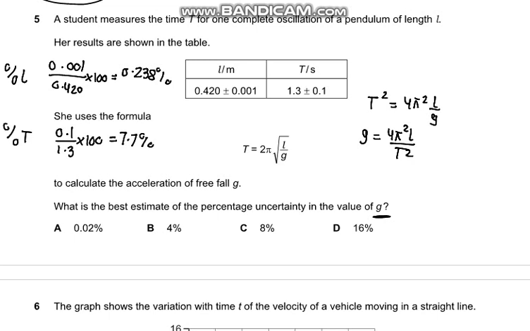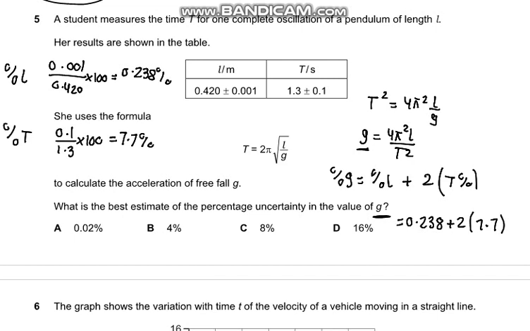In order to find the uncertainty in the value of g, we need to add them. The percentage uncertainty is the length percentage uncertainty plus 2 times the time uncertainty, applying the power rule. So this becomes 0.238 plus 2 multiplied by 7.7, which makes up 16%. So D is the appropriate answer.